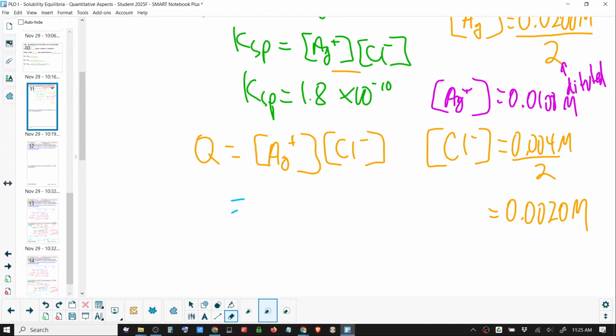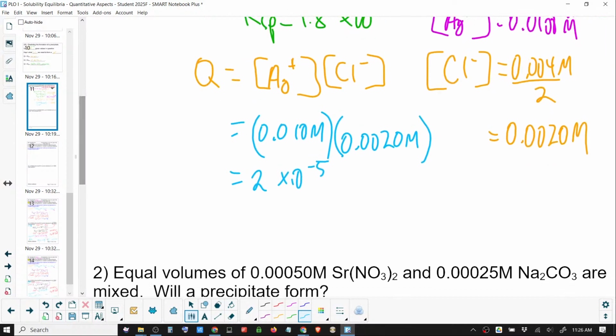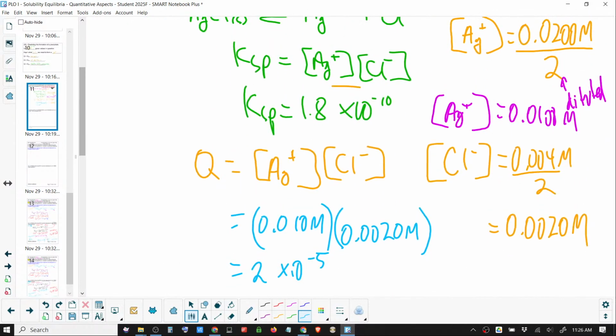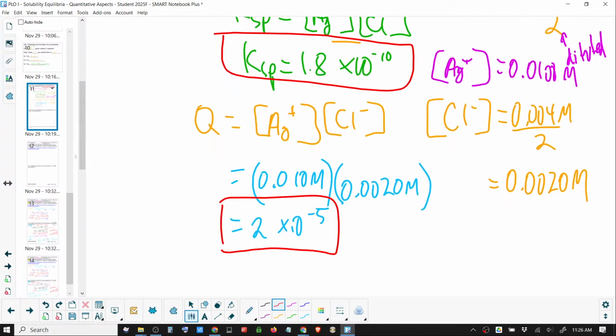What is the concentration of Ag? 0.10 molar times 0.002, and that equals 2 times 10 to the negative 5. So Q is that. KSP is this. Is Q bigger or smaller than that? It's bigger. So Q is bigger than the KSP. Therefore, do you get a precipitate? Yeah.